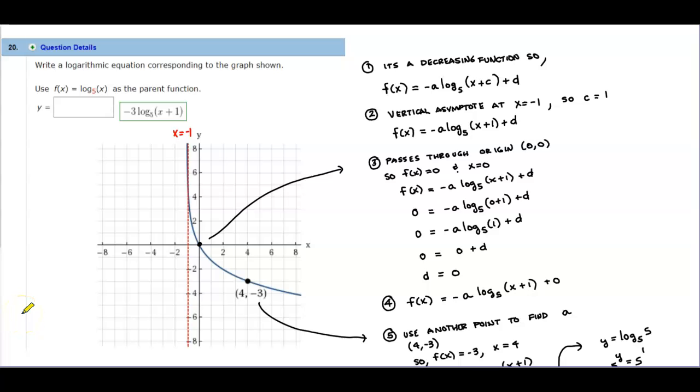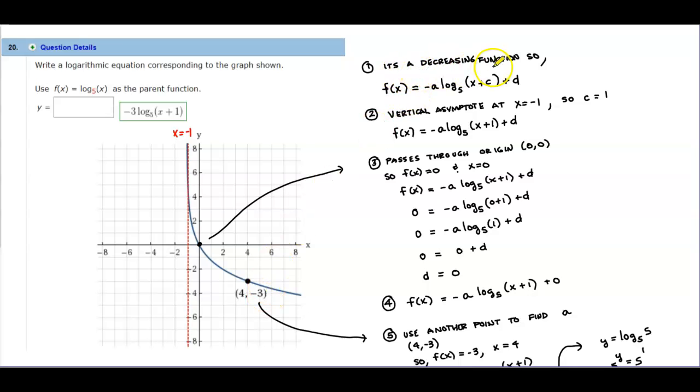Okay, question 20. We want to write the logarithmic equation corresponding to the graph shown. And we're going to use f of x, which is equal to the log of base 5 of x, as the parent function. So the first thing we want to do is determine what's happening with the graph. Well, the graph from left to right is a decreasing function.